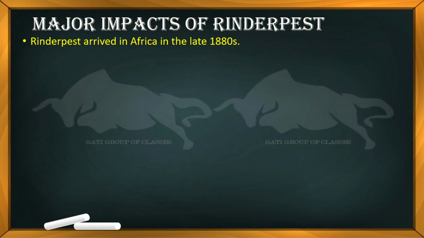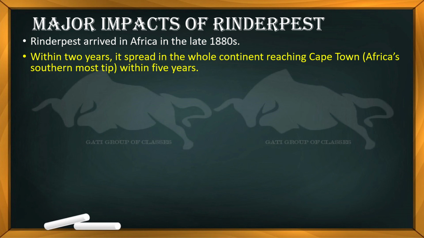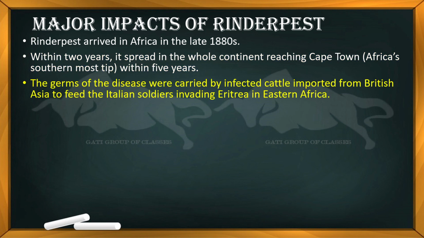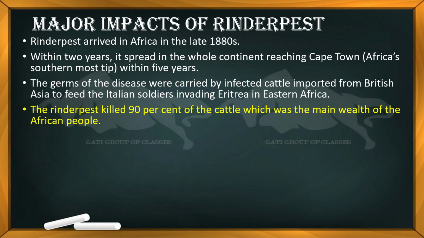What were the major impacts of rinderpest? Rinderpest arrived in Africa in the late 1880s, and within 2 years it spread across the whole continent, and within 5 years it reached Cape Town. The germs of the disease were carried by infected cattle imported from Britain to feed the Italian soldiers living in Eastern Africa. Rinderpest killed 90% of the cattle, and animal rearing was the main occupation of the African people at that time.